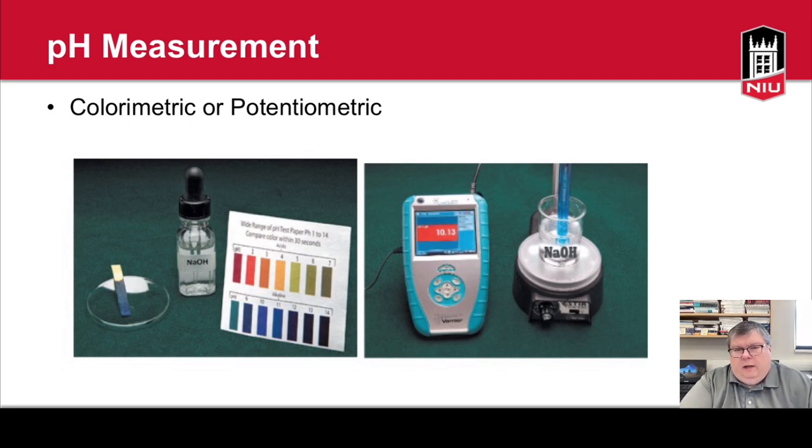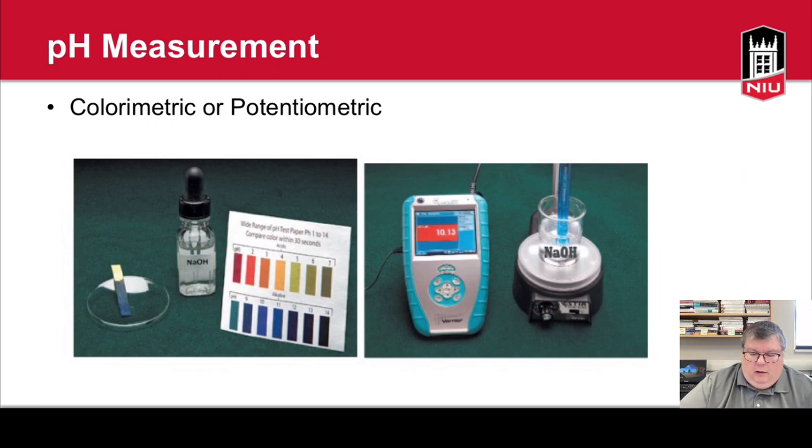pH measurement can be done in a number of ways. The most common is colorimetric or potentiometric. Colorimetric pH measurement is done using something like pH paper or an indicator solution. You can see here we've got a solution of sodium hydroxide, and when we add a drop of that to pH paper, it turns dark blue, indicating that the pH is probably somewhere around 11 or 12 in terms of this pH paper. If we were to add an acid, we would see it turn red.